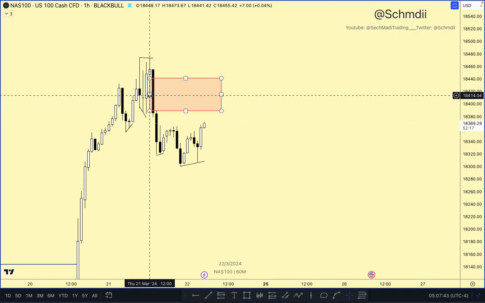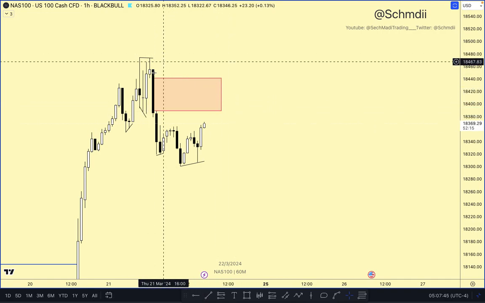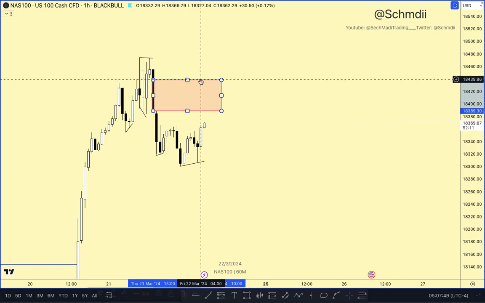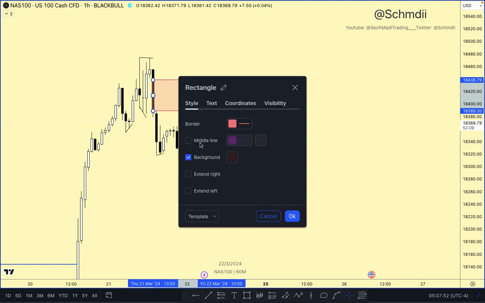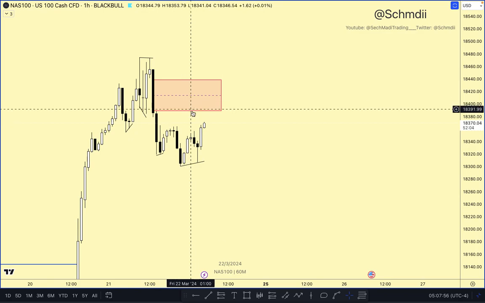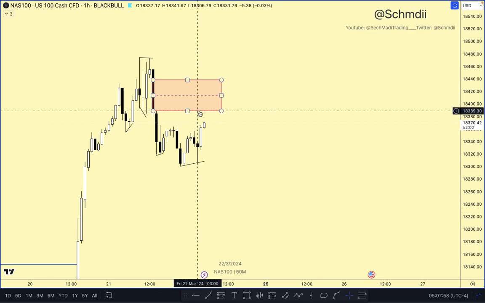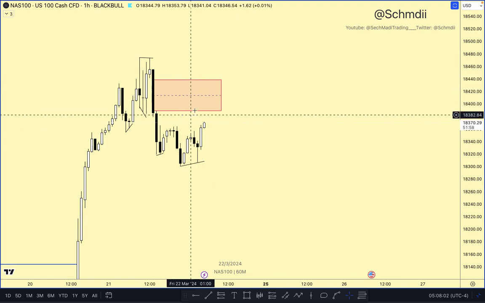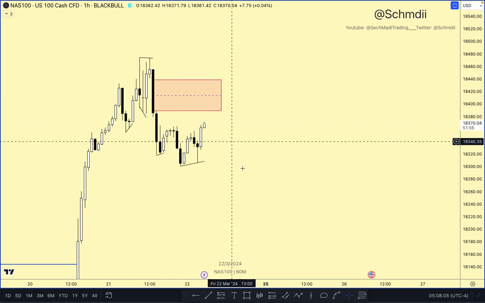So this is our current draw, which is to the upside. We'll be looking to fill this up. We could hit that area and then reverse or make our way up to the half, but this is what price is currently trading up to. It's going to the upside.